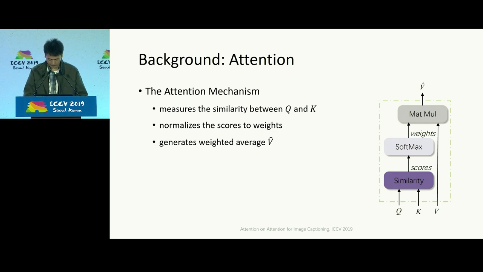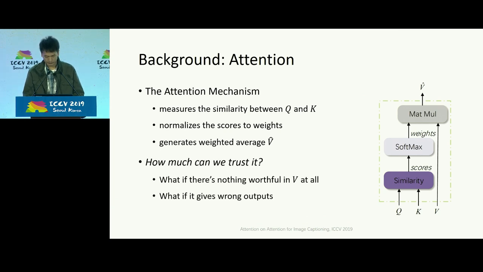However, the attention mechanism always outputs a weighted average, but doesn't tell us about the relevance between the output and the inputs. Here is the question. How much can we trust the attention? When there is nothing useful in V at all? When it gives wrong outputs? In these cases, we can't rely too much on the attention mechanism. Therefore, we need to figure out the relevance between hat V, the generated result, and Q, the query.